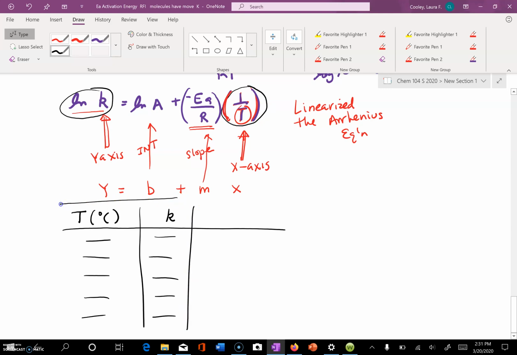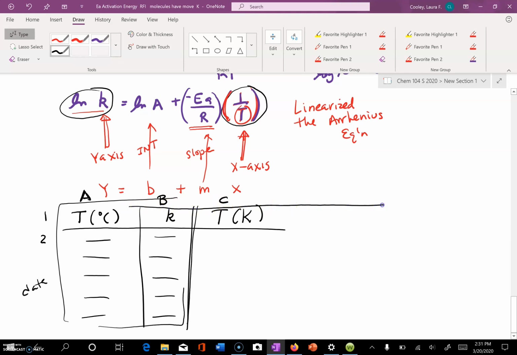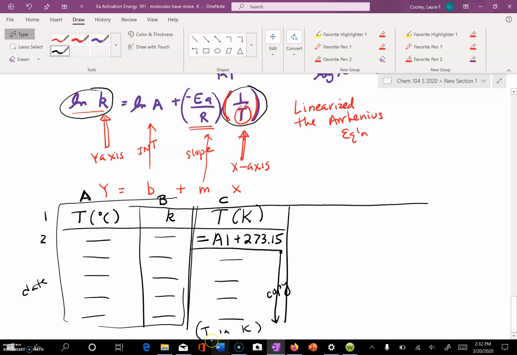So if you started with the data that you took in your experiment, or the data we're going to give you soon, first of all you'd have to figure out the temperature in Kelvin. So using Excel, let's say this is column A, this is column B, this would be column C. In this block here, I would literally type equals A1 plus 273.15. Might as well put in extra sig figs. Then it would put the temperature in kelvins, and you could copy it down the column.